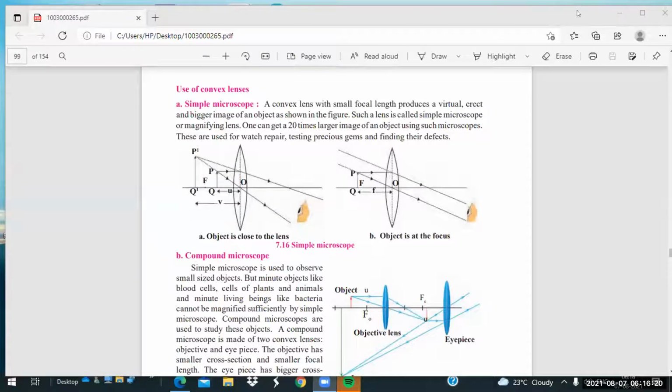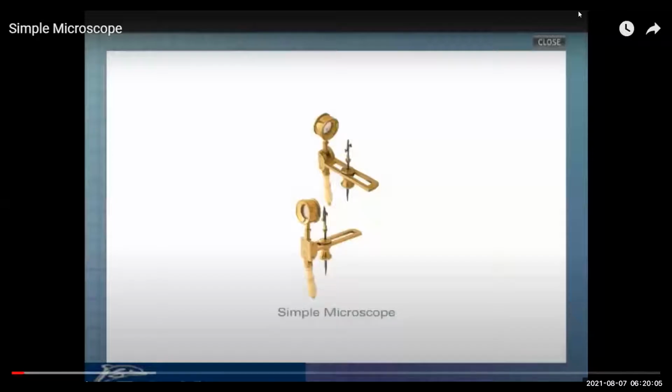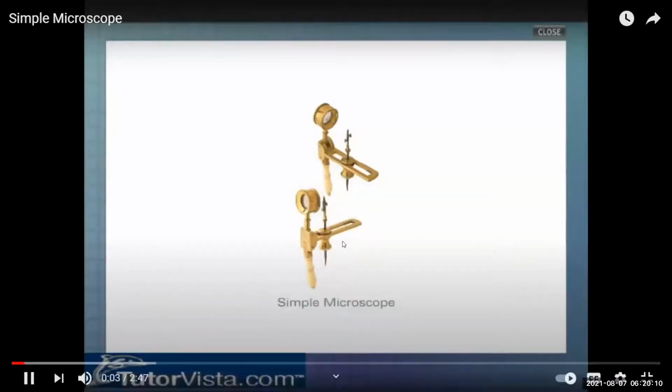Anybody can tell me? Have you seen? So now we are going to speak about the simple microscope. We have seen one video.